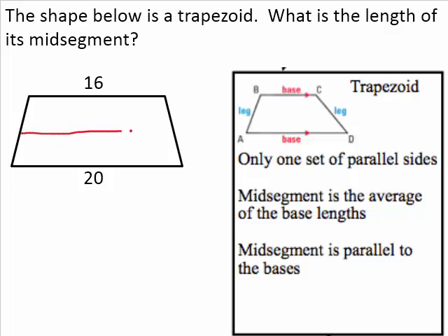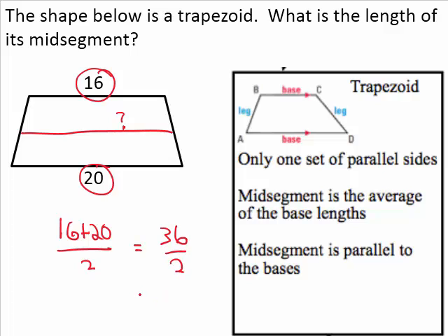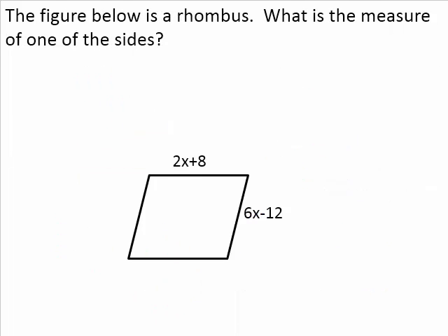So if we're trying to find the midsegment length right here, it's going to be the average of 16 and 20. So you're going to take 16 plus 20 and divide by 2. 16 plus 20 is 36, divided by 2 is 18. So the measure of the midsegment is going to be 18. Alright, here's another one for you to try. Go ahead and pause the video, see if you can figure it out, and press play when you're ready to see the answer.